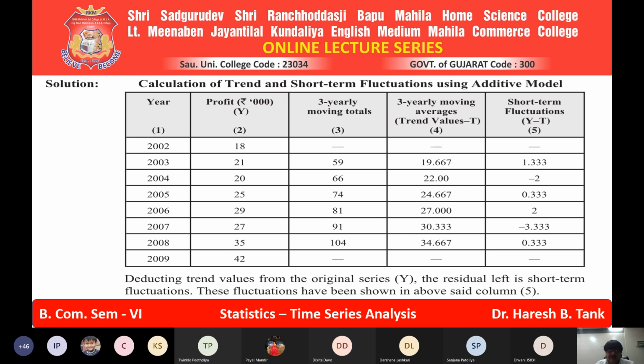Similarly, follow the same pattern up to the last. So you will have all the sums as 59, 66, 74, 81, 91 and 104. Look, it is a 3-yearly moving total. Whenever you are dealing with a 3-yearly moving total, the first and the last entity will remain dash. So you have to put a dash in the first and the last entity of this column. Is this part okay? Yes, sir. Are you getting the same amount? Yes, sir. Fine enough.